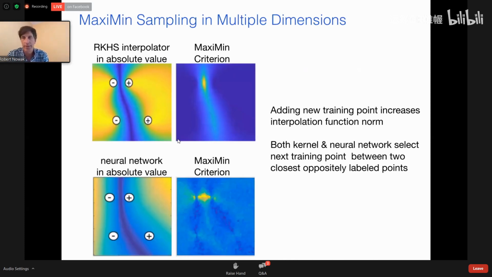So let me show a little bit about how this looks in multiple dimensions. Here I'm showing a two-dimensional example where we have four labeled data points. This is the kernel case, and this is the neural network case here. The heat map on the right in each case shows brighter meaning a larger value of this maximin selection criterion. So you see in both cases, this maximin criterion is looking for examples in between the two closest oppositely labeled points. These are oppositely labeled, but further apart. The criterion prefers to deal with these, because it's more certain that there must be a decision boundary somewhere in here. So it naturally has this effect.